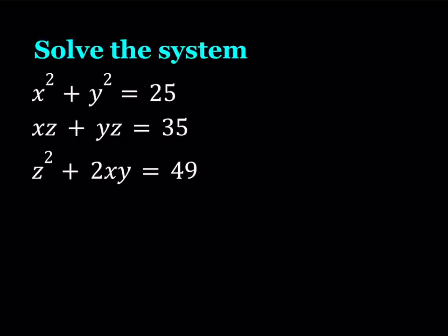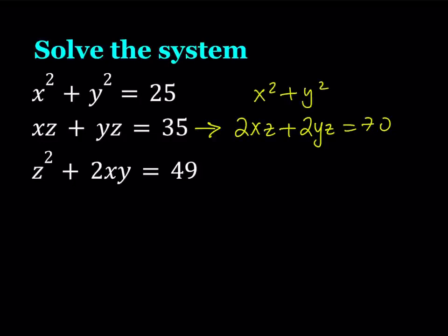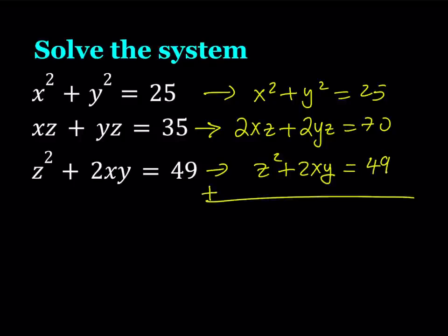So for that purpose, I'm going to double the second equation. That's going to give me 2xz plus 2yz equals 70. I'm going to keep the first one and the third one. Now my goal is to get the xy, xz, and yz with the same coefficient of 2, and then I'm going to add these three equations.